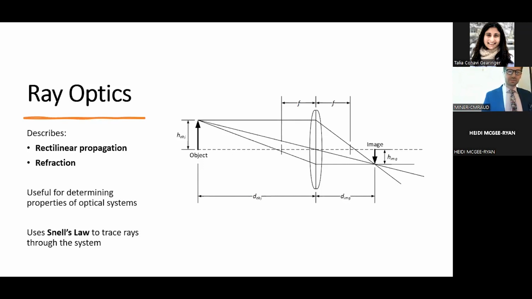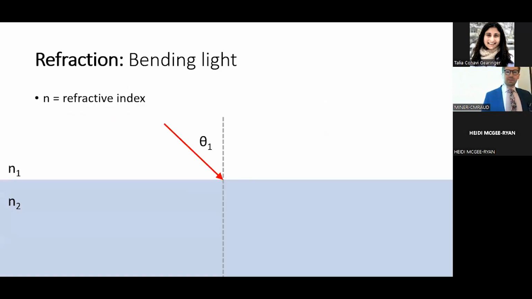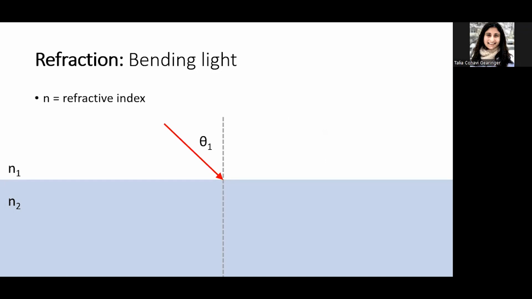And it uses this law called Snell's law to trace rays through a system. So this is Snell's law, how we bend light. So if you have an incident ray of light, this red arrow, incident on a surface, and the normal or the perpendicular to the surface denoted by that dashed line, and that you say you're going from air, this N1 up here, we call that the refractive index. That's just briefly the speed of light in a vacuum divided by the speed of light in the material. And so it enters this other material here, glass or water.